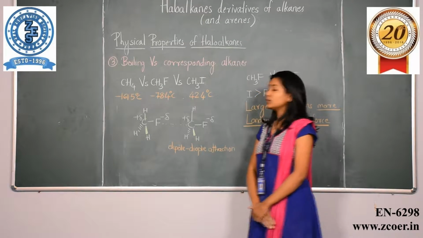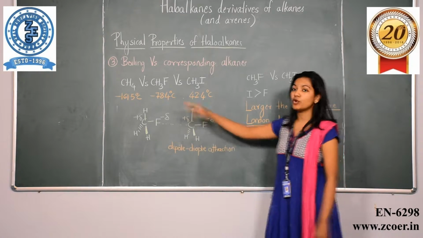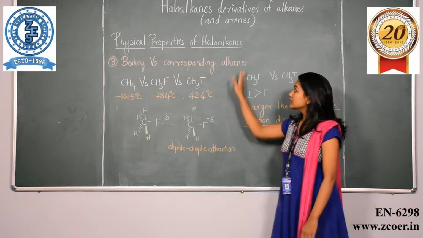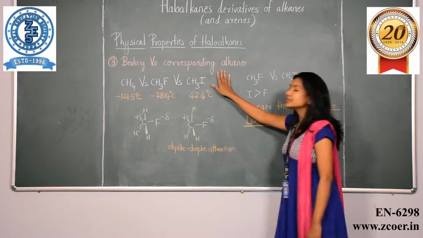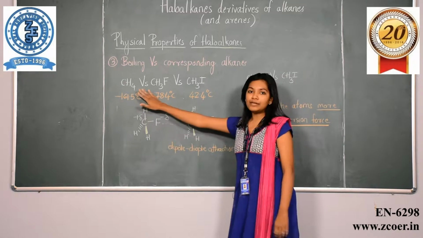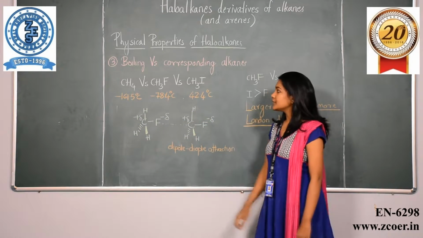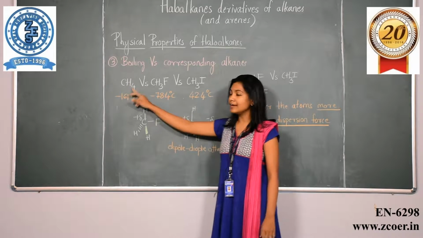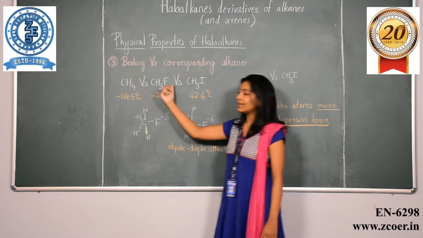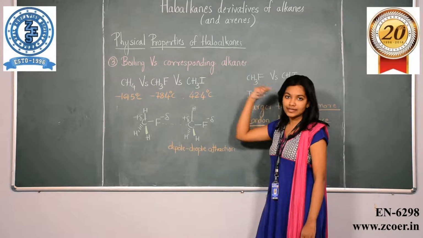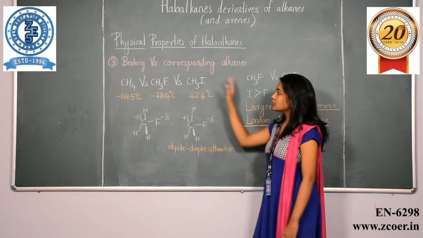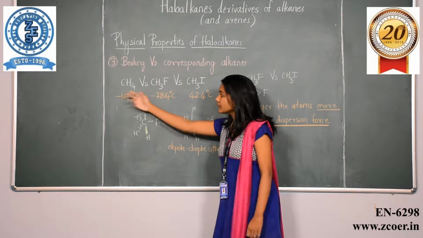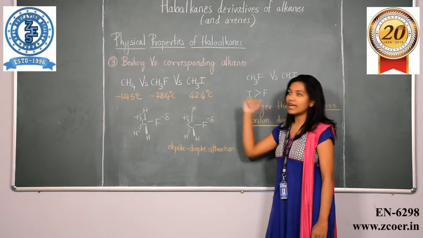The next physical property we will be seeing of haloalkanes is the boiling point versus the corresponding alkanes. First we will see what these corresponding alkanes are. For example, consider methane. There are 4 hydrogens present. If we start replacing the hydrogen, if we replace one hydrogen by a halogen, that can be called the corresponding alkane.